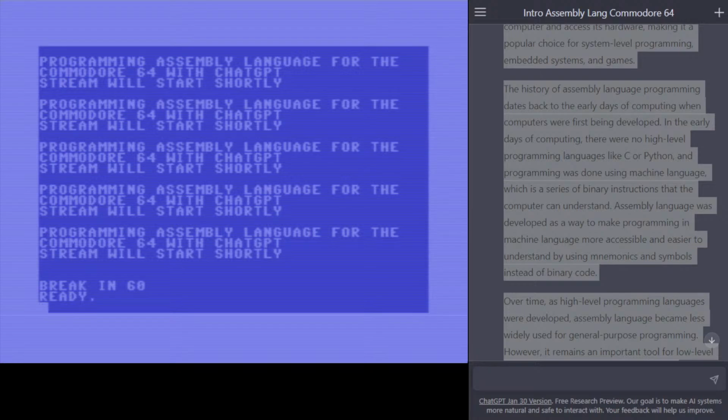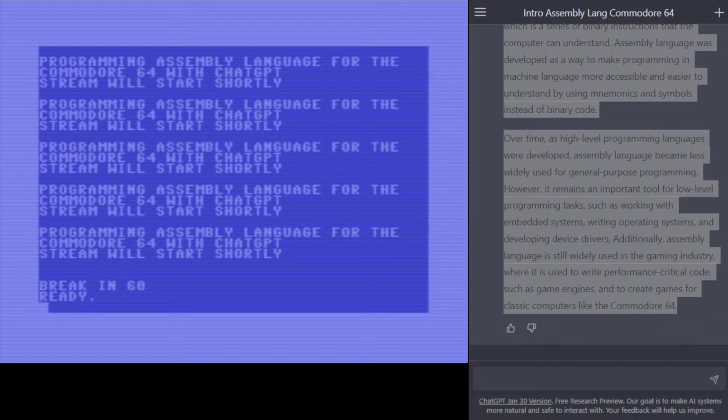Over time, as high-level programming languages were developed, assembly language became less widely used for general-purpose programming. However, it remains an important tool for low-level programming tasks, such as working with embedded systems, writing operating systems, and developing device drivers. Additionally, assembly language is still widely used in the gaming industry, where it is used to write performance-critical code, such as game engines, and to create games for classic computers like the Commodore 64.